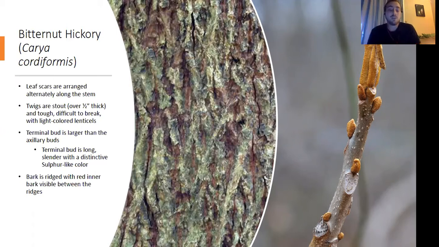The bark is ridged similarly to a red oak, but the ridges are a lot smaller. And then within those ridges, there's a nice red inner bark that is visible and creates a nice contrast to the grayer outer bark. So that is the end of our winter part. I wanted to see if there are any questions before moving on and talking about spring identification features.